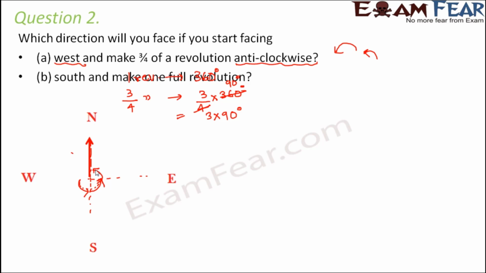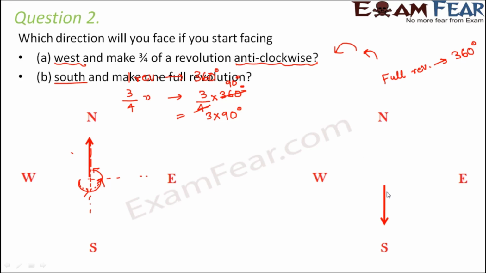Okay, so let's look at the second question. You are facing south and you make one full revolution. By mistake I have written it here, so now it's not visible properly, but it says you start from south and you make one full revolution. Again we have our directions. Initially you are facing towards south. So one full revolution. Full revolution means how much? Full revolution corresponds to 360 degrees.